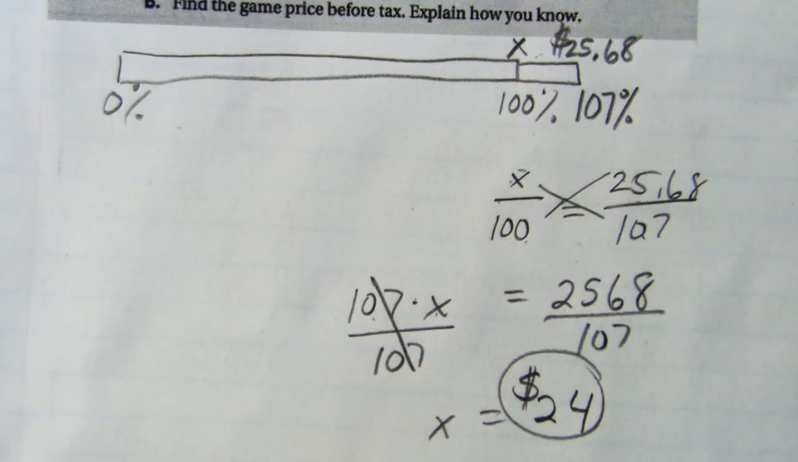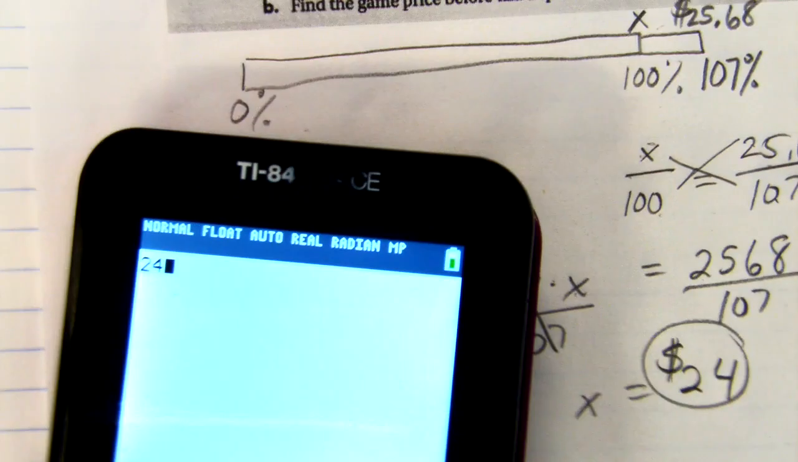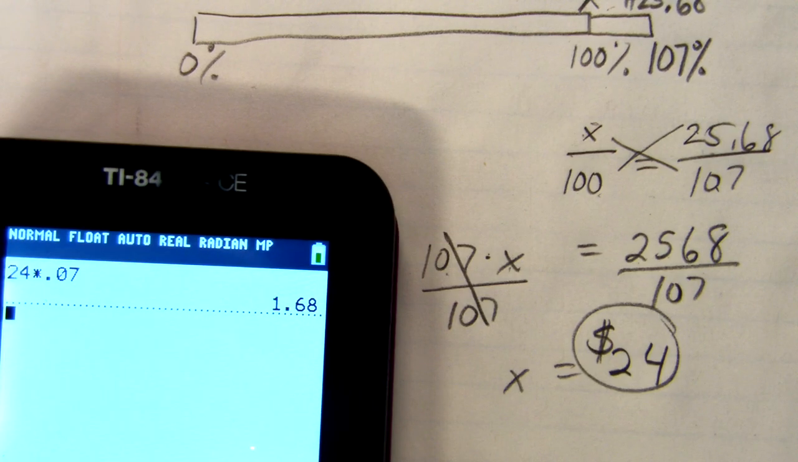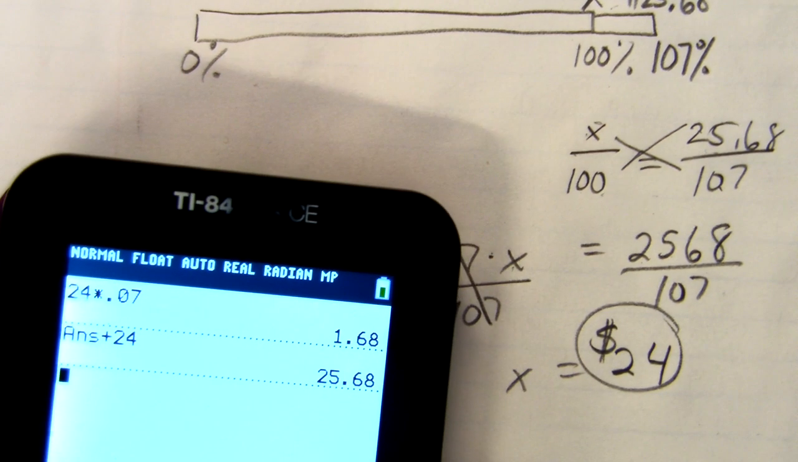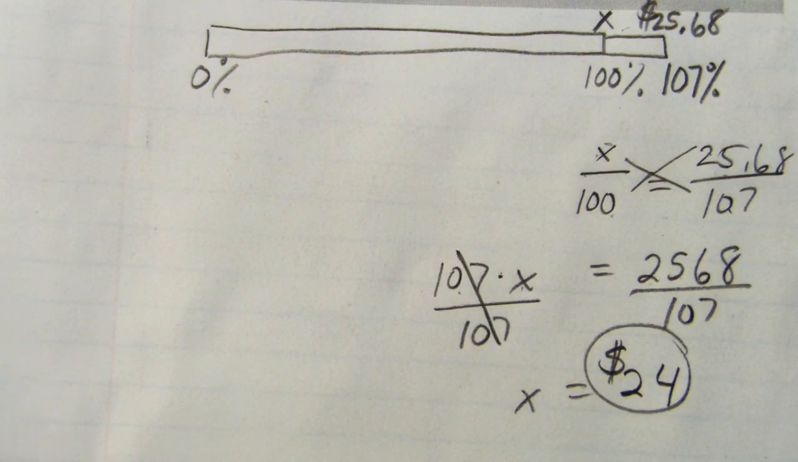And we could check that too. We know that the tax is 7%. So if I take 24 times 0.07 and get this, and then add it to 24, I get 2568, which is correct. So I have to know kind of how the tax part works, and I've got to be really careful about how I'm reading the question.